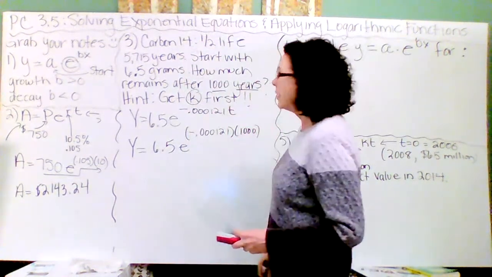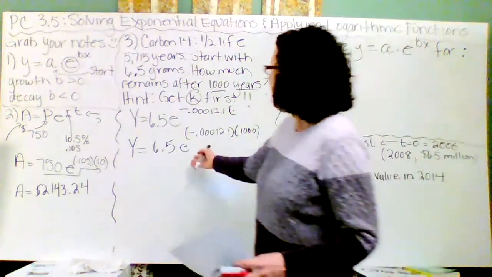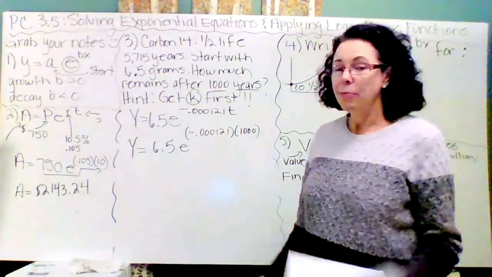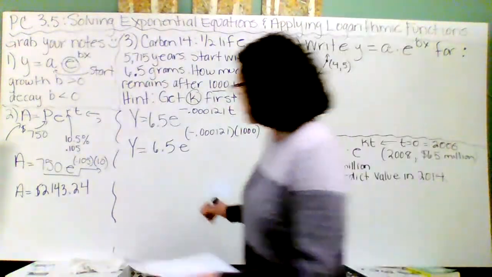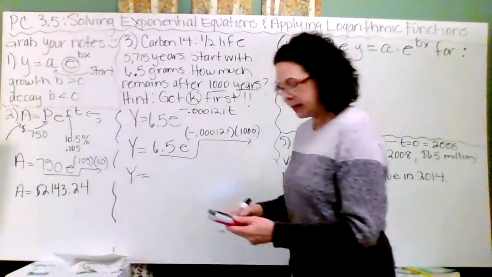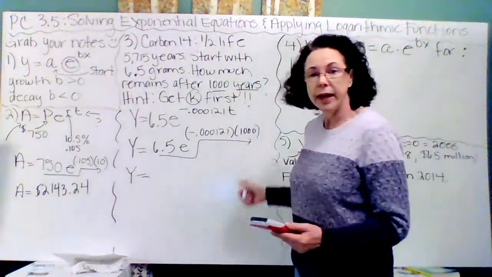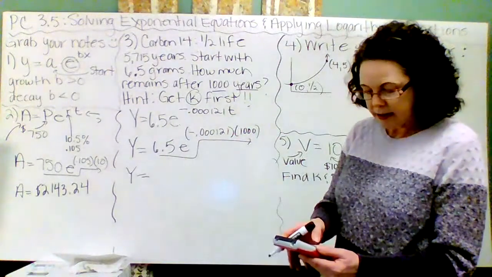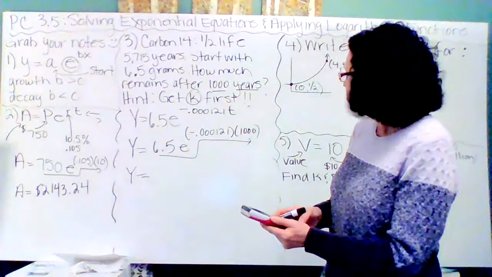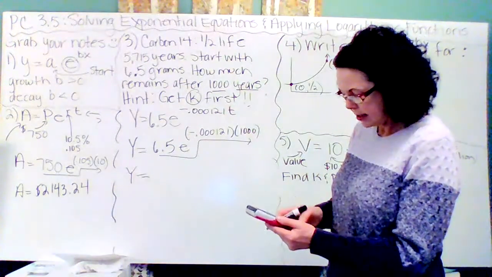Notice there's going to be a lot left. It only loses half after 5,700 years. So after 1,000 years, most of it's going to be left, right? So there's not going to be a lot gone. Again, notice I don't need to take the natural log. I'm not solving for an exponent. This I can just put in the calculator. So that's -0.000121 times 1,000.